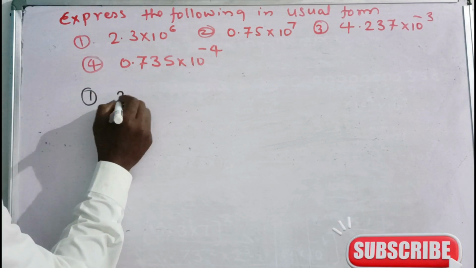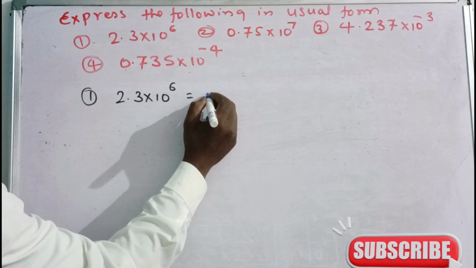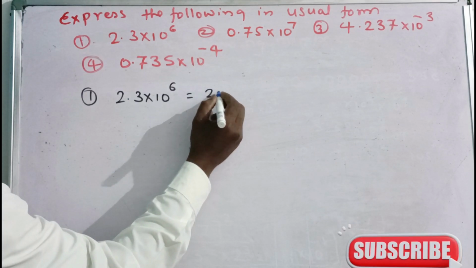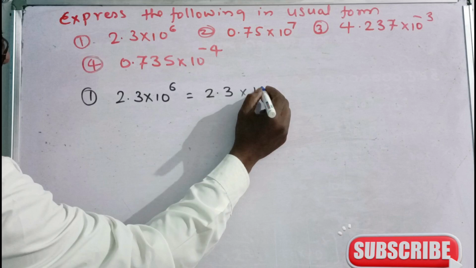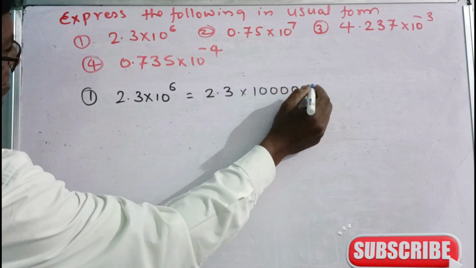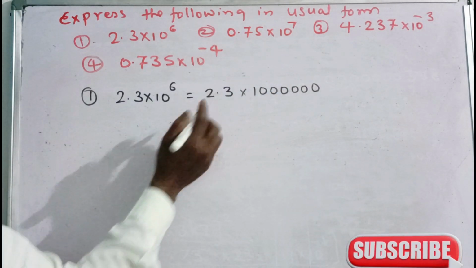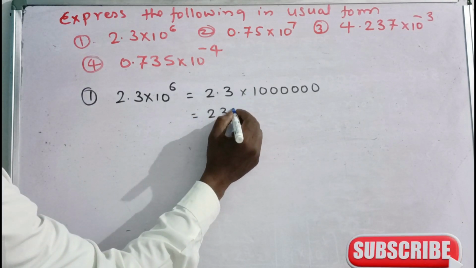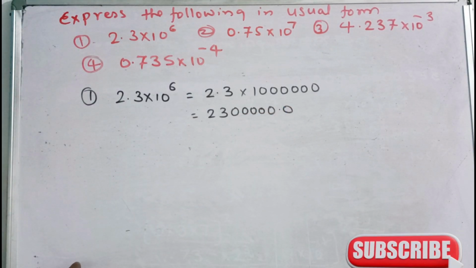First, 2.3 into 10 to the power 6 is equal to 2.3 into 10 raised to the power 1 2 3 4 5 6. Okay, multiplication of these two gives 23 and then 1 2 3 4 5 zeros. This is the usual form.